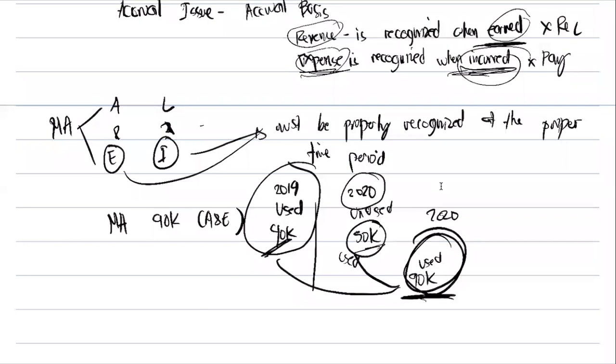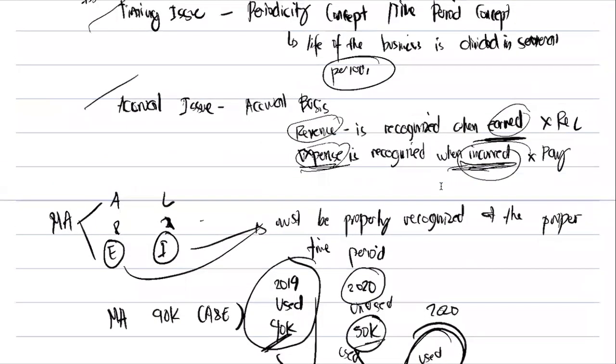But if you recorded it only as an incurrence of expense in 2020, then we have a problem. Why? Because it is not recorded in the appropriate period, and at the same time, you did not recognize the expense as it is incurred. But you recognize it once you have paid it or once it is fully incurred. That cannot be, okay? Because we need to satisfy these two items.